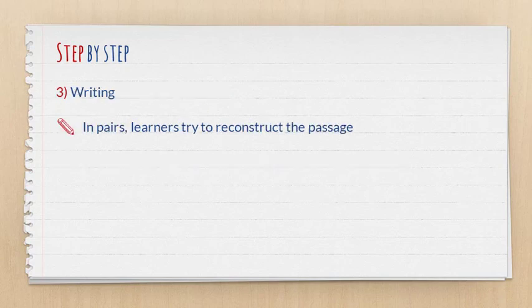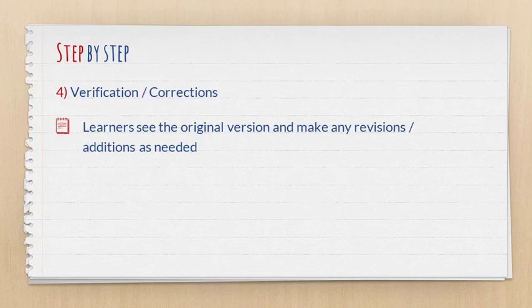In step 3, here's where the students write. And also here's where the collaborative learning comes into play. The students work in pairs to try to reconstruct the passage word for word as closely to the original as they can remember. In step 4, here's where the learners can see the original version and then make any revisions or additions as needed.